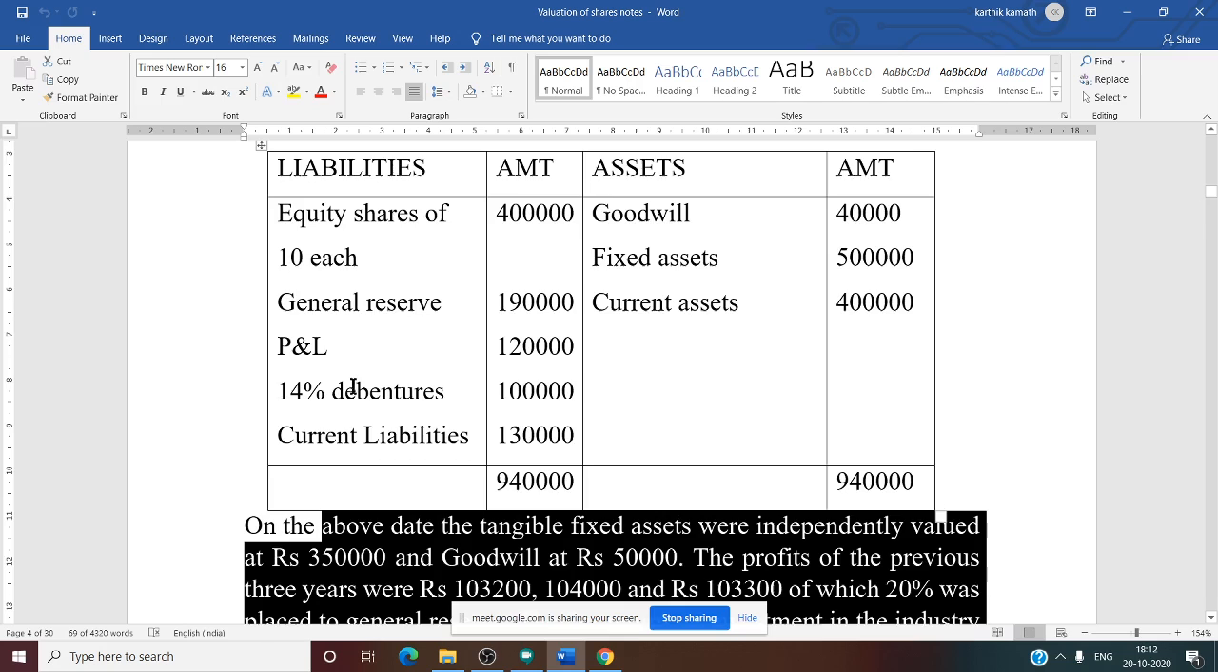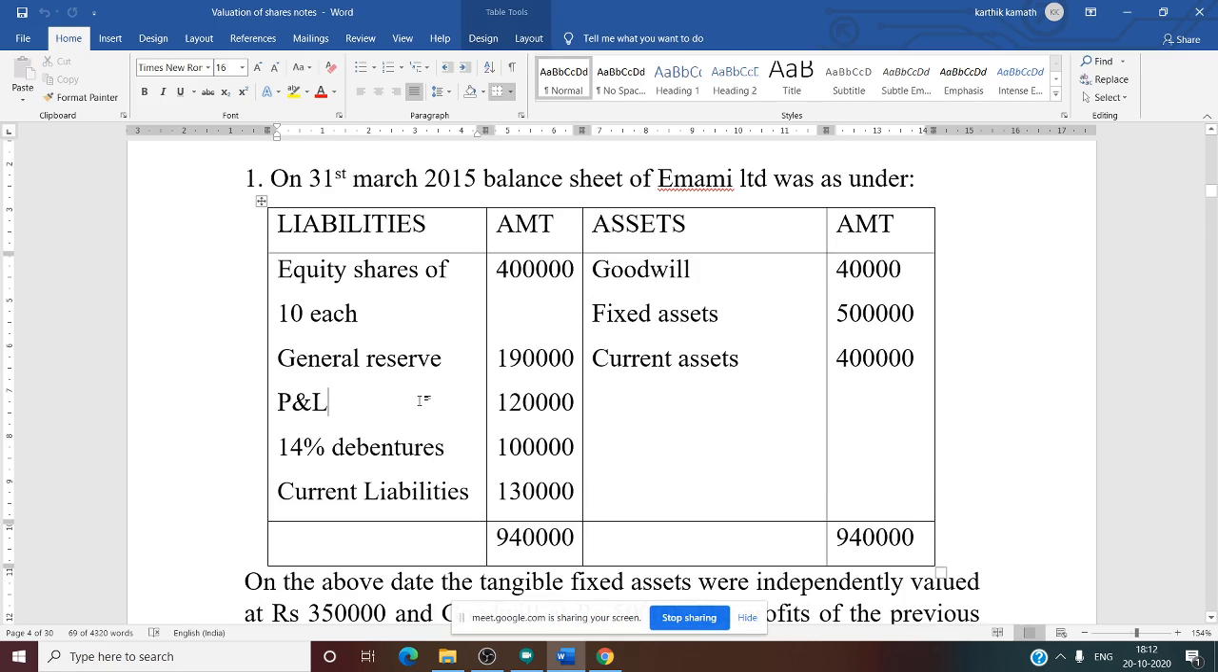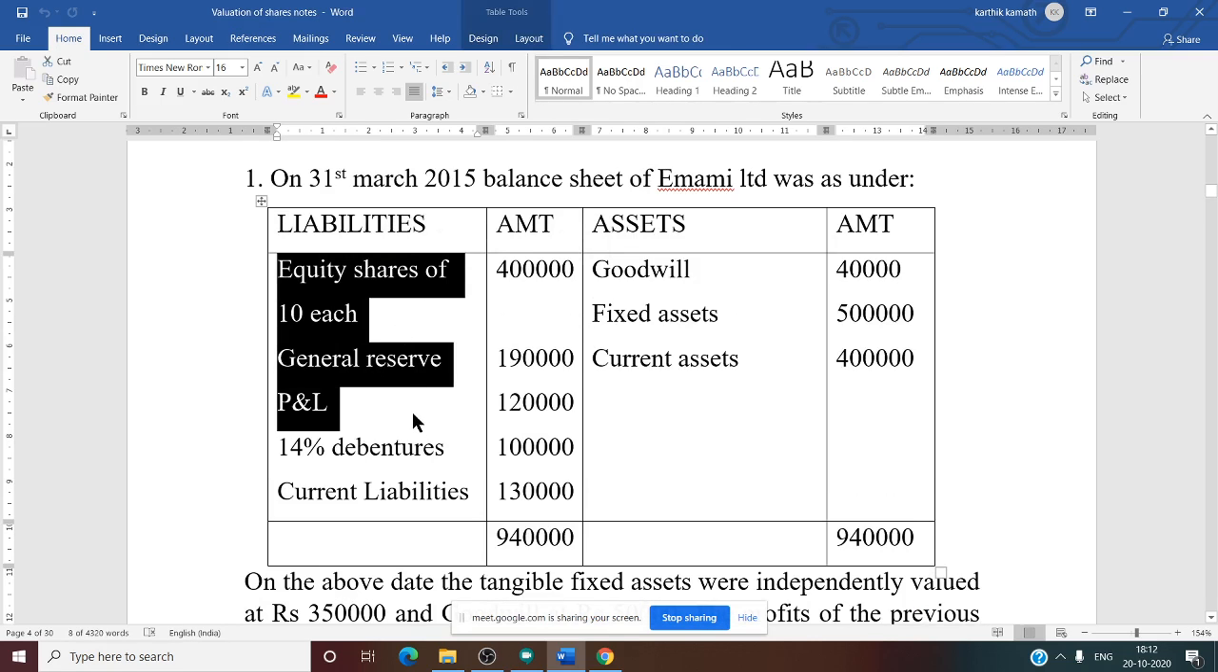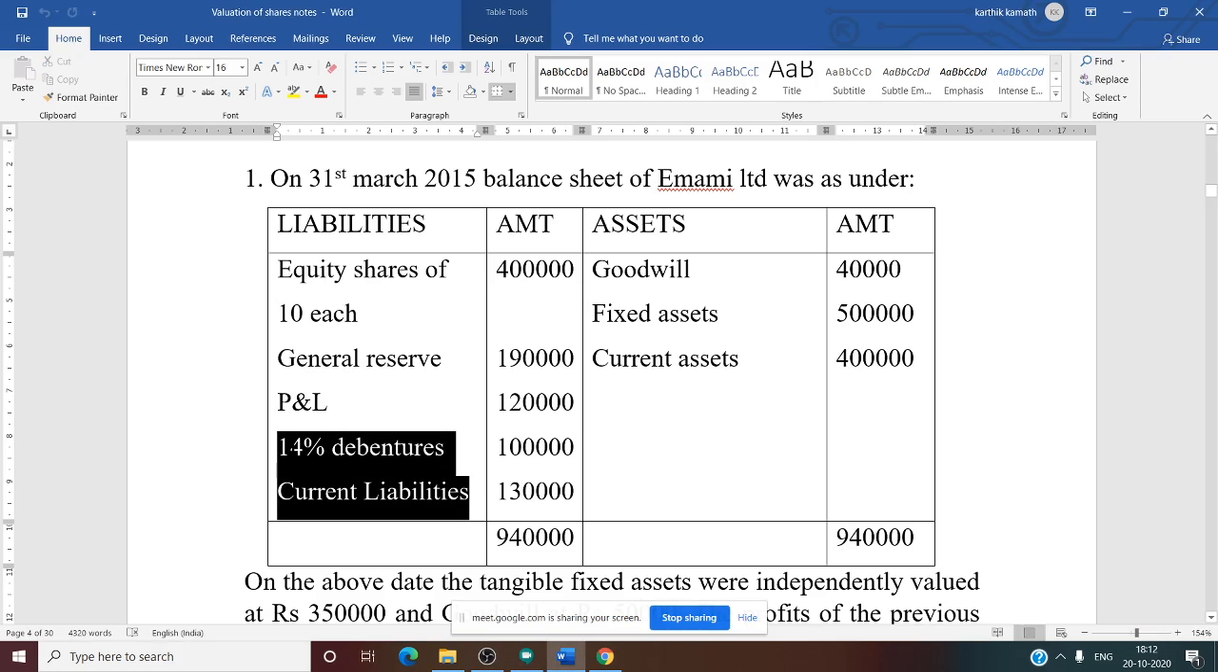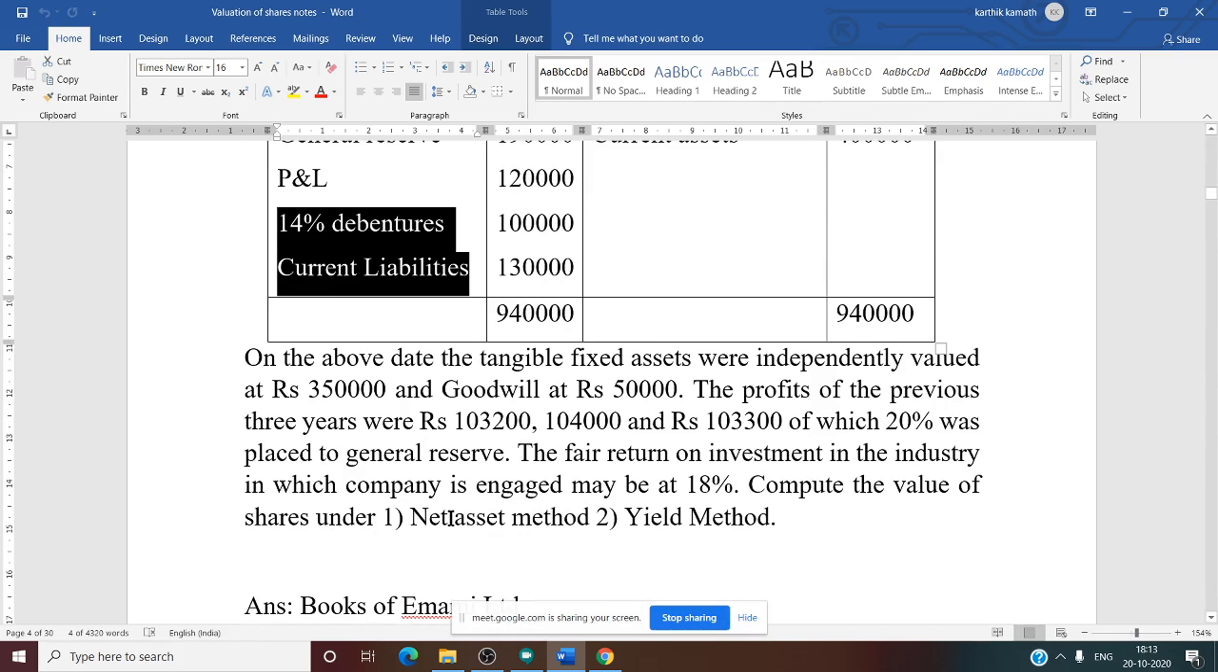So it is a very simple problem. On the liability side, equity share, general reserve and profit and loss account are shareholders' funds. That is why you should not take them in the net asset method. The remaining two are outsiders' liabilities, or external liabilities. So these you should consider. So only 14% debenture and current liabilities come under liabilities. So now the solution part. Very simple.